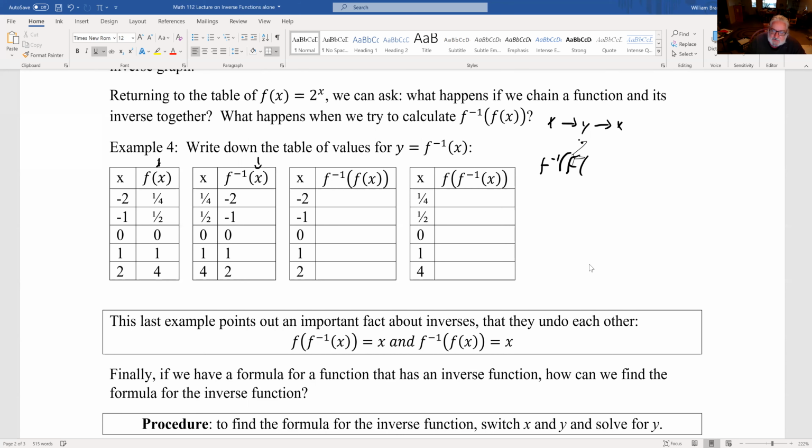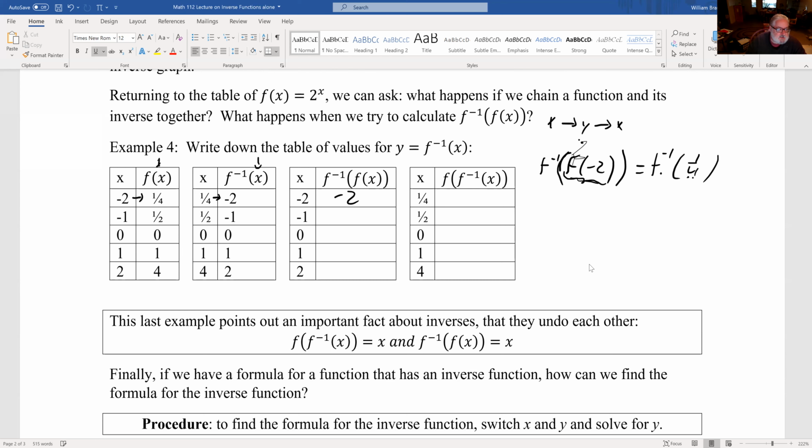So how do we calculate f inverse of f of minus 2? We have to think about how the functional notation works. F of minus 2, you look in your table, that's 1/4. So this whole part here is just equal to 1/4. And once we know that, we go to the table for f inverse and look up what f inverse of 1/4 is. And f inverse takes 1/4 back to minus 2.